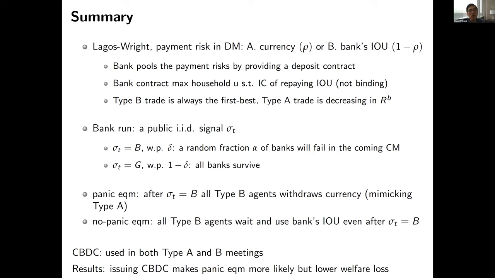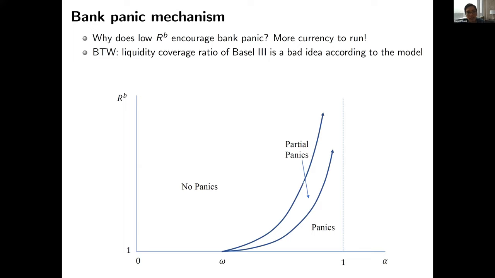I don't want to abuse your time by going through the detail, but later on I will talk about the deposit insurance. This is the graph Steve also showed before. But I want to make clear why bank runs happen in this model, in particular why a low interest rate encourages more bank runs. The idea is very simple. When the interest rate is low, banks want to hold more currency. That encourages people to run the bank because you can get more when you successfully attack the bank.